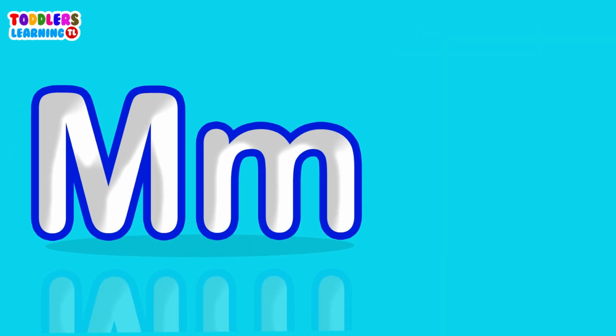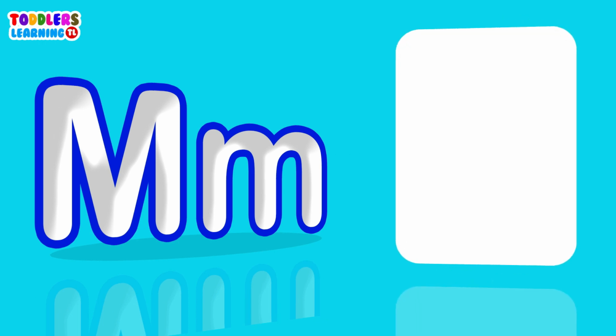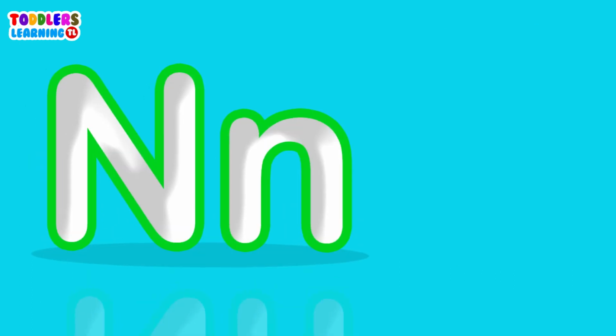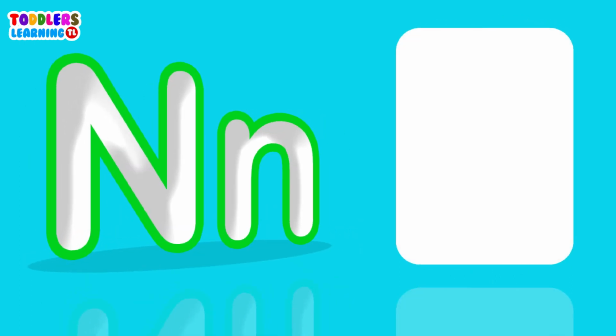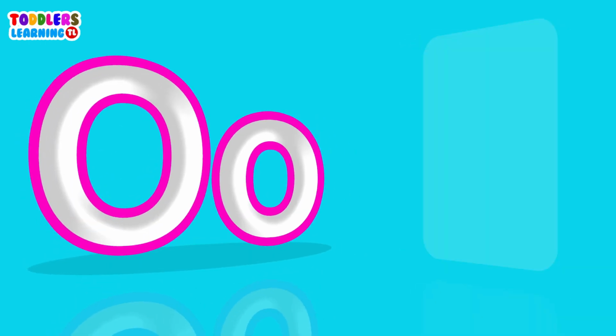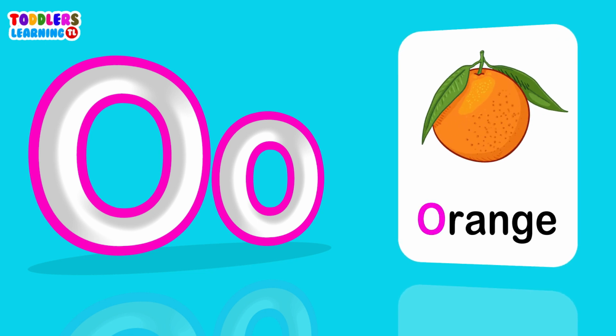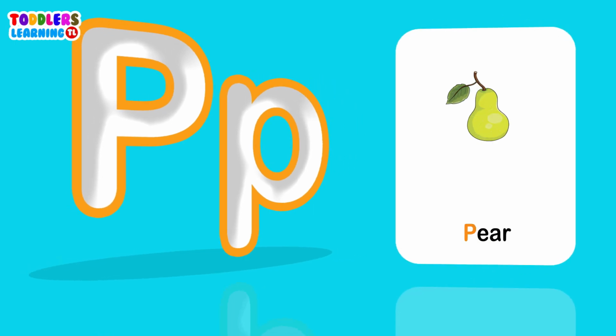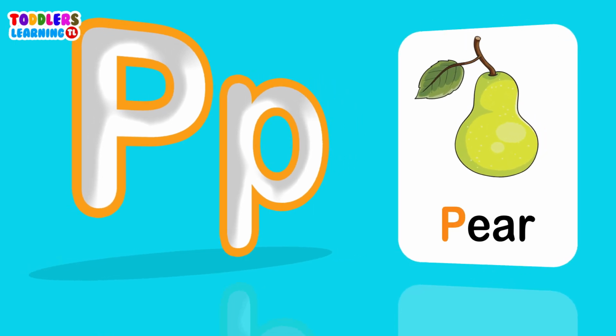M for mango. N for nectarine. O for orange. P for pear.